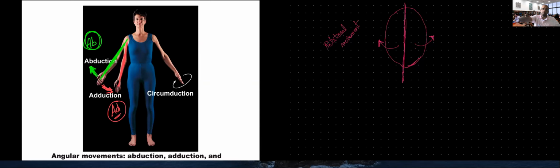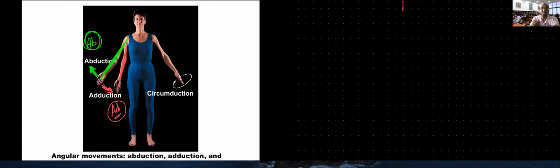All right, so this is not a rotational movement. Why is it not a rotational movement? Because you're not rotating around your own axis. This movement is a combined movement. So I'm looking here at my arm. What I'm doing here is called circumduction. Circumduction is formed of flexion, abduction, extension, adduction. It's a combined movement where you're combining flexion, extension, and abduction and adduction.